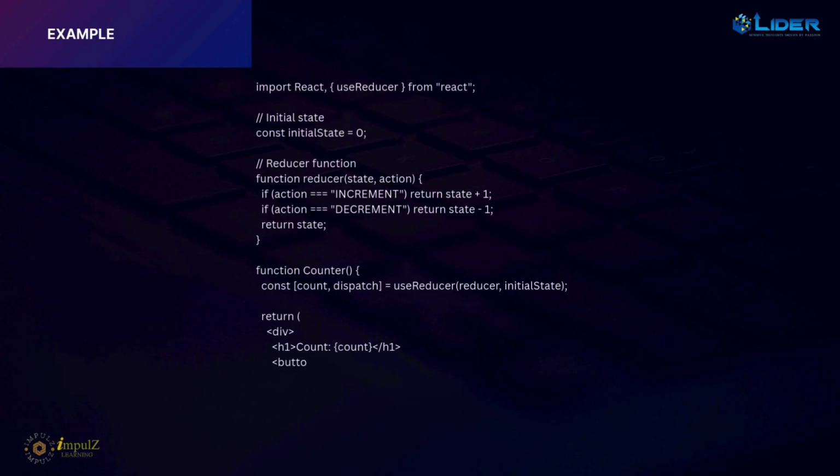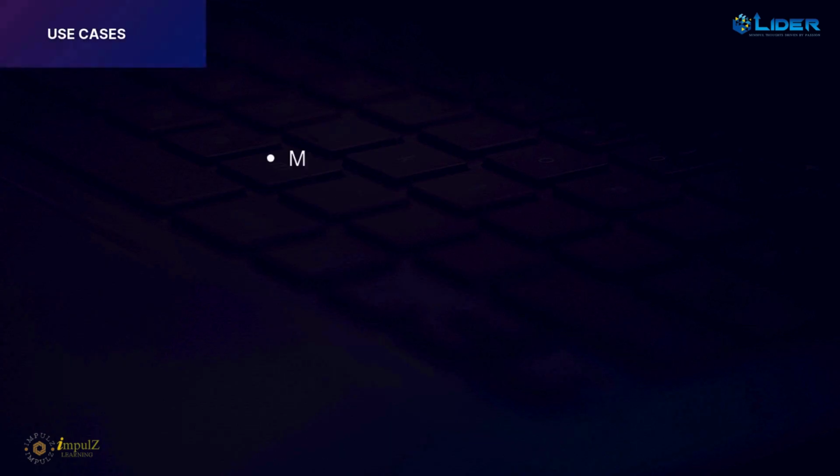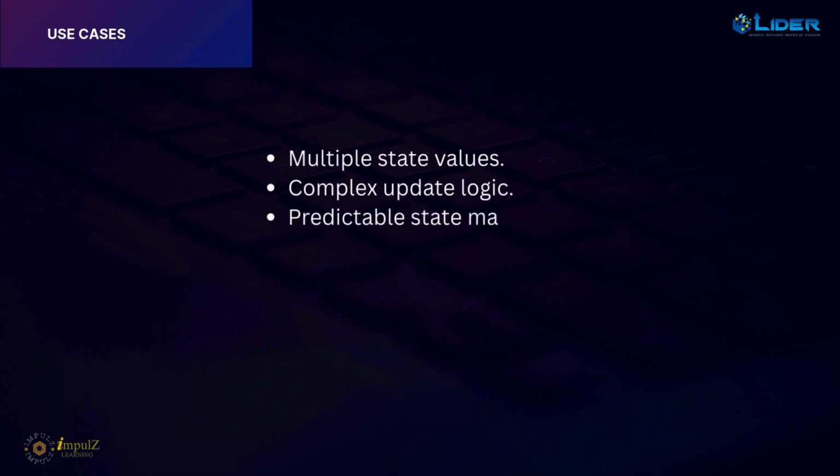useReducer is useful when state has multiple values or depends on previous state. It keeps state updates clear and predictable, making components easier to read and maintain. Some common use cases of useReducer are when you have multiple state values, when state updates involve complex logic, and when you want predictable and clear state management. It helps keep your code organized and easy to maintain.